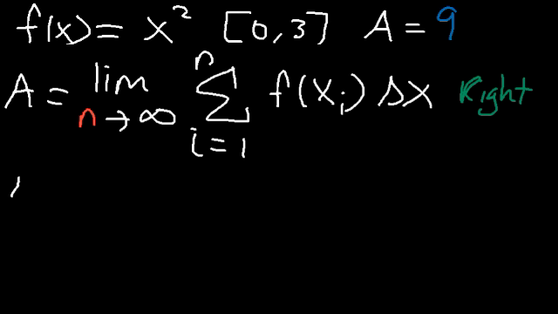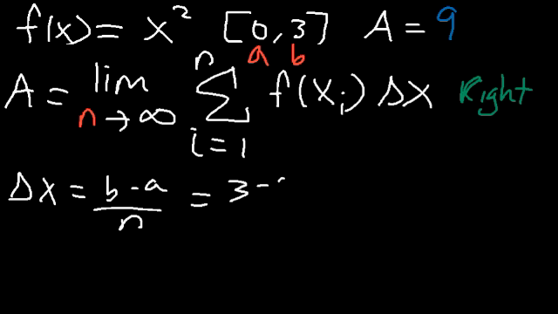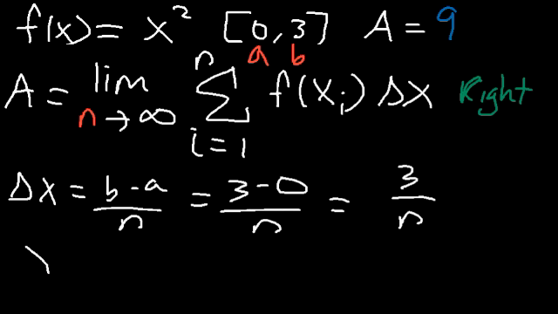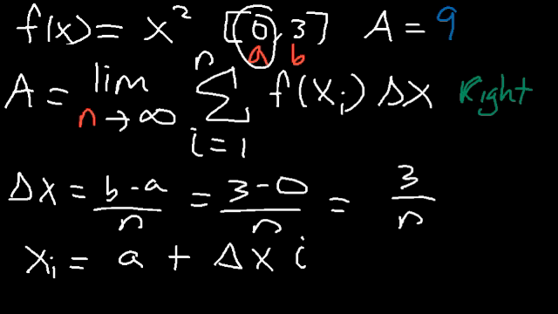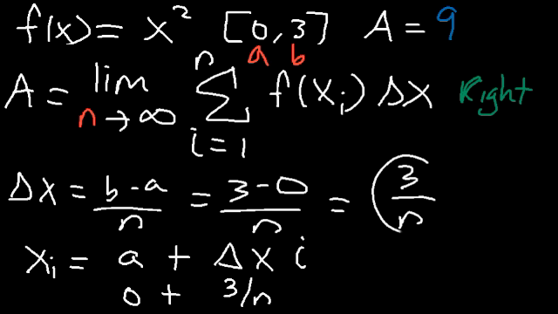So let's calculate delta x first. Delta x is b minus a over n. And we can see that a is 0, b is 3. So it's going to be 3 minus 0 over n, which is simply 3 divided by n. Now x sub i for the right endpoints is a plus delta x times i. And a is 0. So this is going to be 0 plus delta x, which is 3 over n, times i. So this is just 3i divided by n.